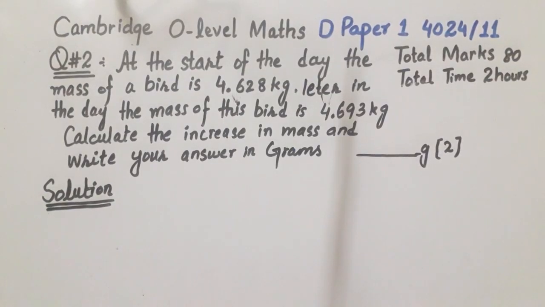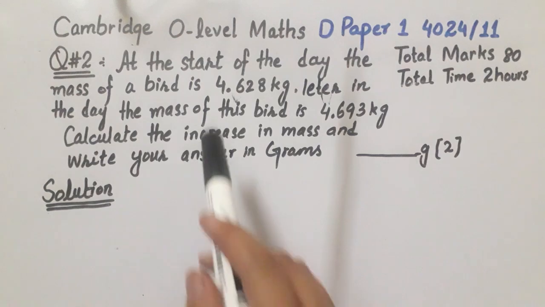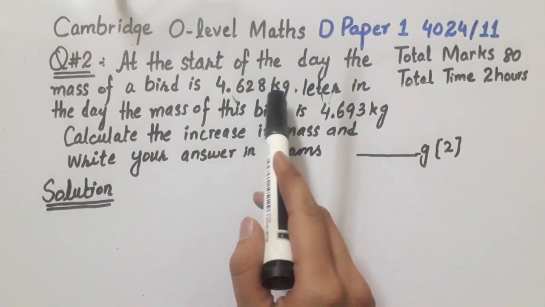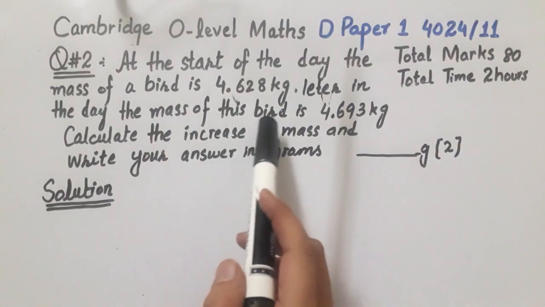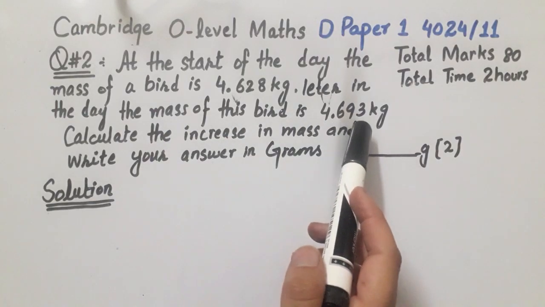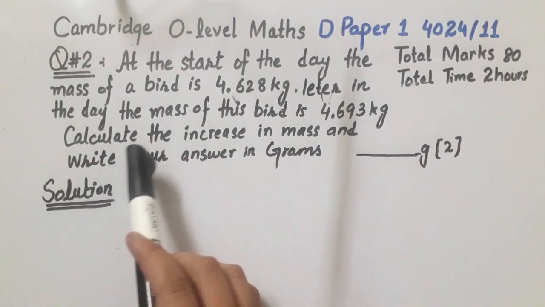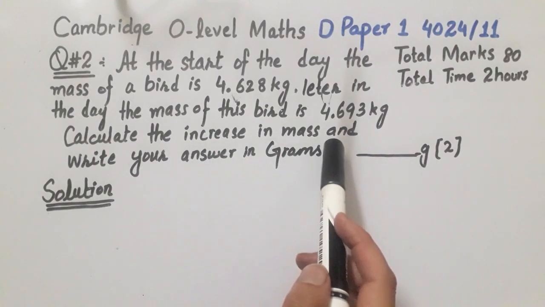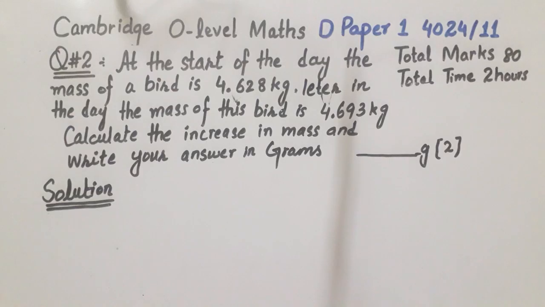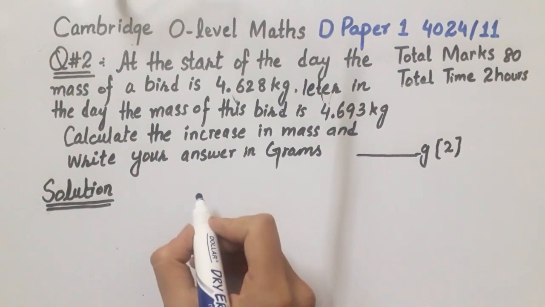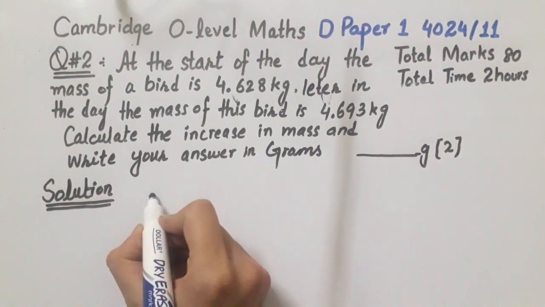Now question number 2 is: at the start of the day, the mass of the bird is 4.628 kg. Later in the day, the mass of the bird is 4.693 kg. Calculate the increase in mass and write your answer in grams. So, we will start this question.